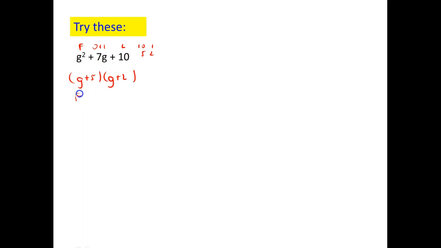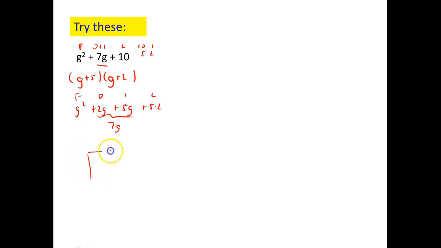Because if we FOILed this, going back to start here, g times g, my first terms is g squared. My outside terms would be 2 times g. My inside terms would be 5 times g. And my last terms, 5 times 2. And those two would combine to give me my 7g, which is what I need.